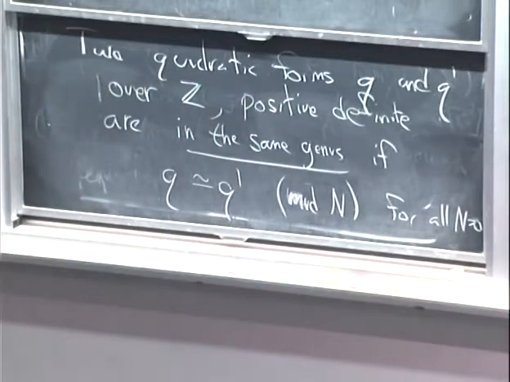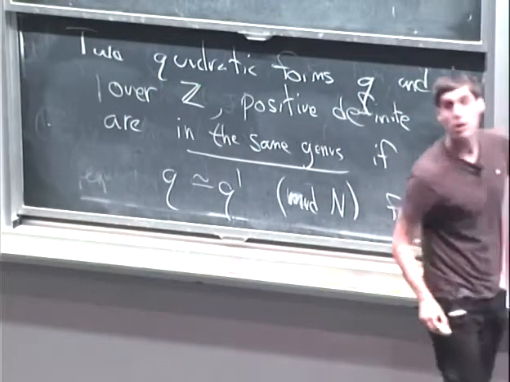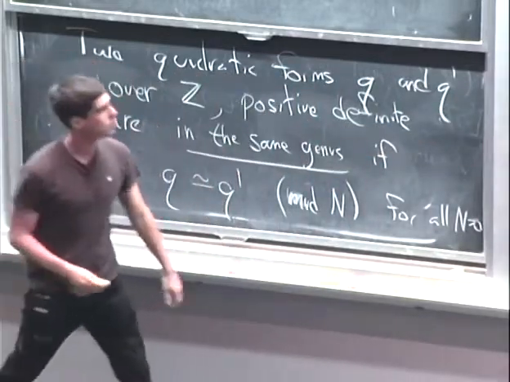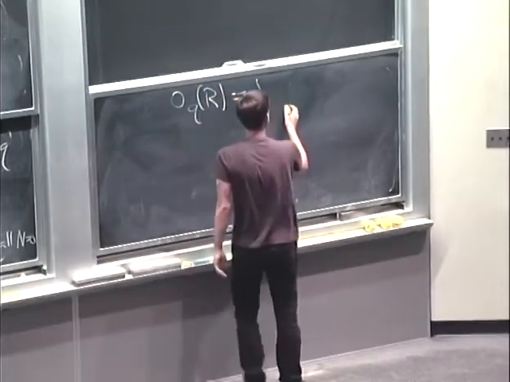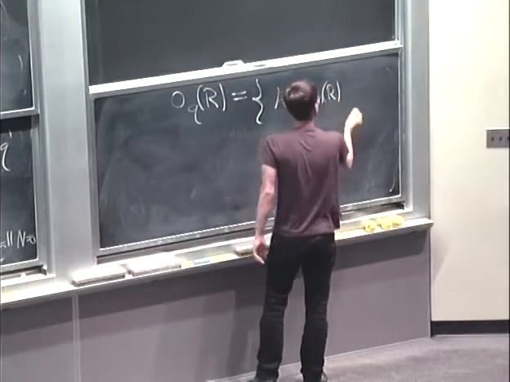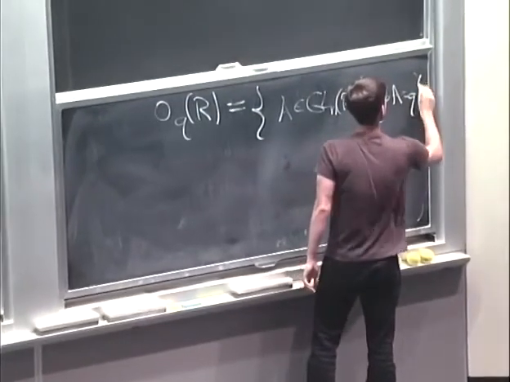Before I can state that, I need to introduce a little bit of notation. So let's say that Q is a quadratic form over some commutative ring R in n variables. I'm going to write O_Q of R for the orthogonal group of Q. This is the set of n by n matrices, linear changes of coordinates, which preserve the quadratic form Q.